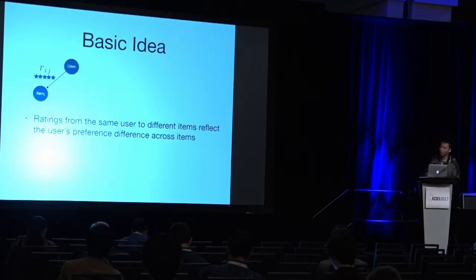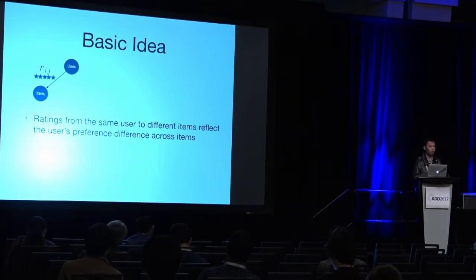so that the learned vectors can be more accurate. So this is the basic idea of this work, and the intuition is that the ratings from the same user to different items can reflect the user's rating differences across items. So let's take a look at this example.